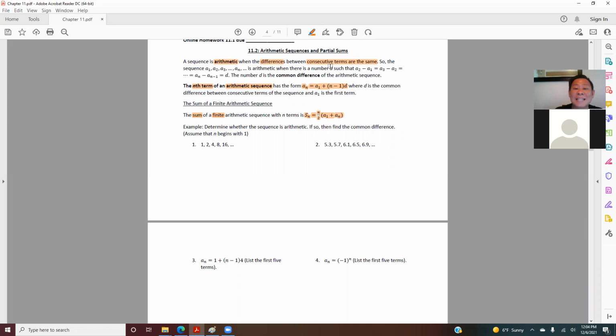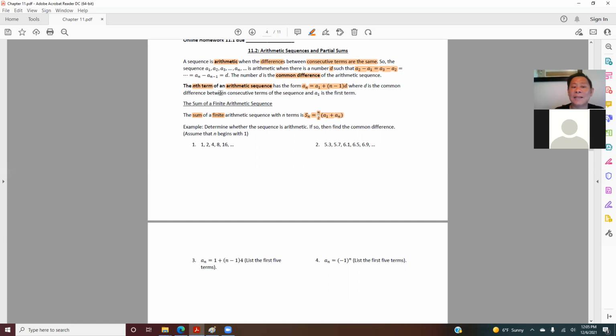We use d for the difference. To find the difference, you just take the second term minus the first term, or the third term minus the second term. That is how you find d. We call it the common difference. And in order to figure out the nth term of an arithmetic sequence, the formula is a_n equals a_1, the first term, plus (n minus 1) times d.